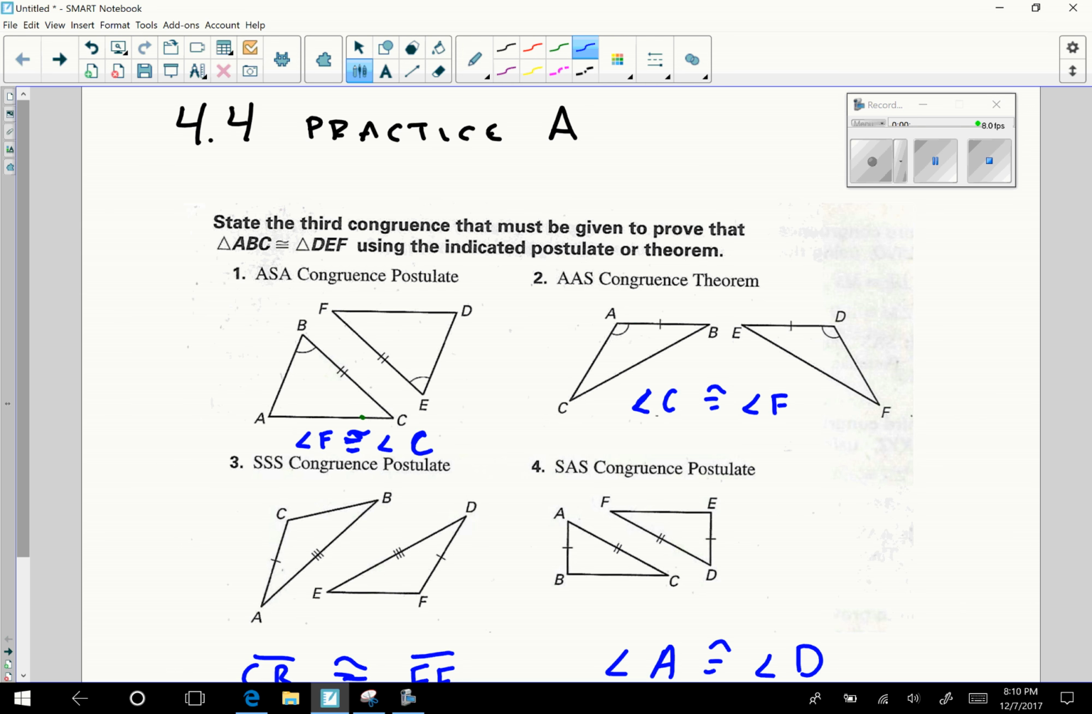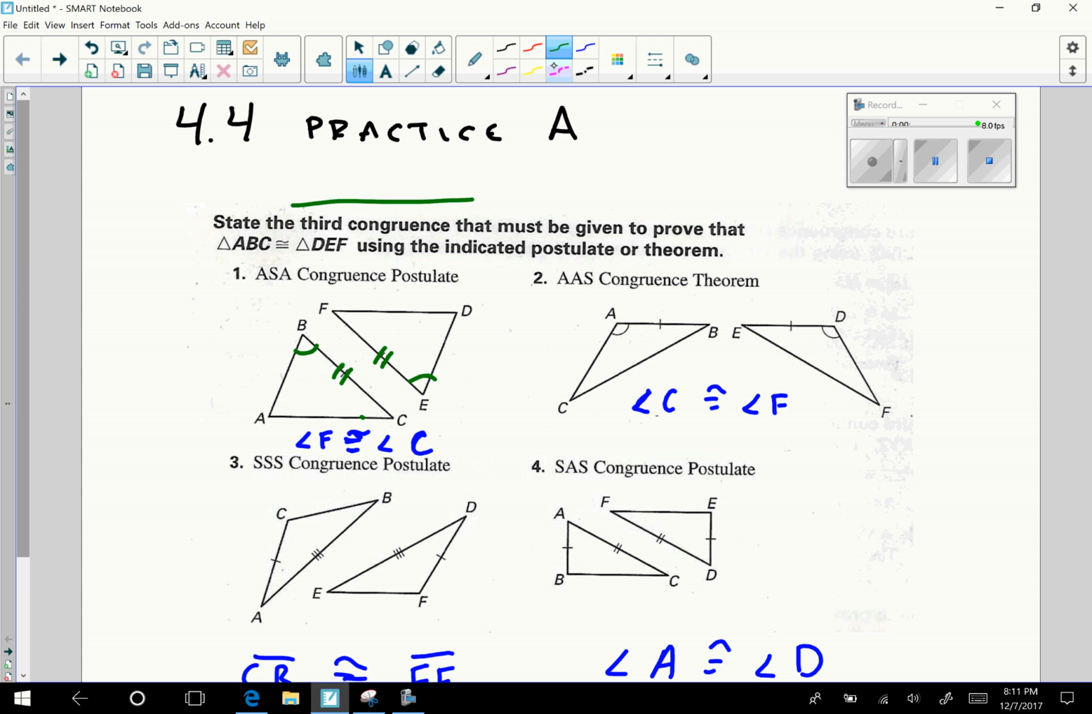State the third congruent statement that must be given to prove the triangle ABC is congruent to triangle DEF. I'm going to use the diagram and what the diagram is telling me on each problem and try to figure out that third congruent statement. This particular problem, number one, I have angle B is congruent to angle E. I have BC congruent to EF, and I want to use angle side angle.